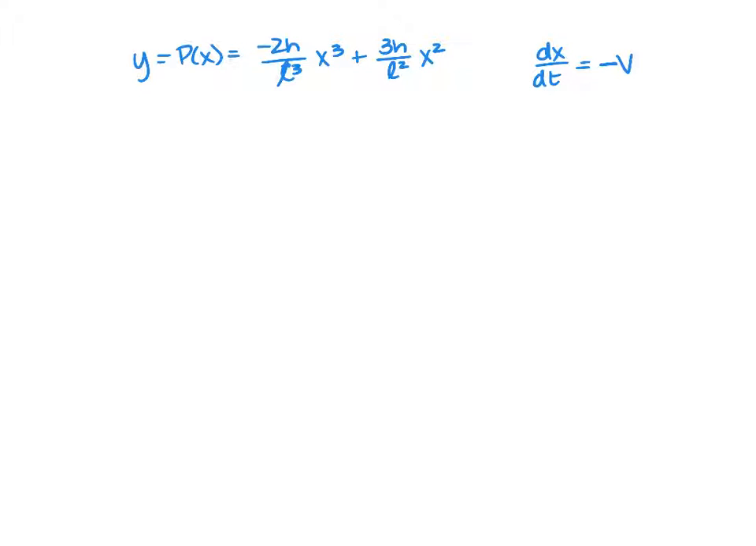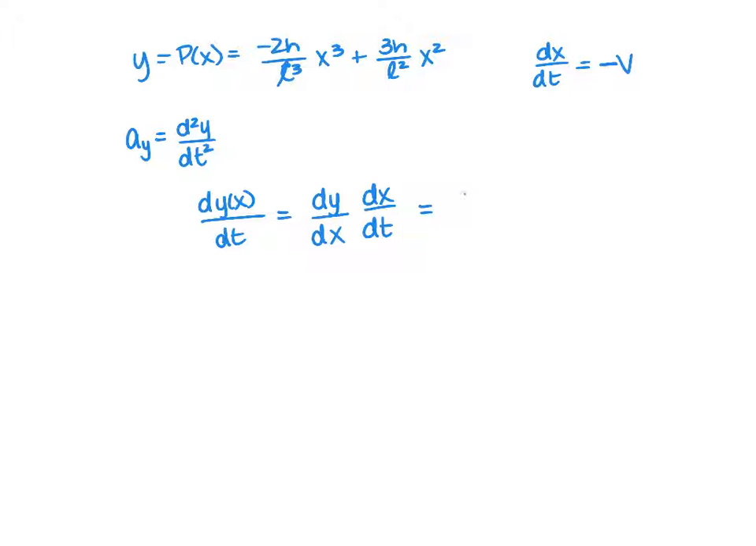When we do the acceleration, the acceleration is in the y direction and it's the second derivative of y with respect to time. But the problem is that this is y as a function of x. So when we take the derivative of y, which is a function of x, with respect to time, we have to use the chain rule, and we take the derivative of y with respect to x and then multiply it by dx/dt. And the dx/dt is just minus v.